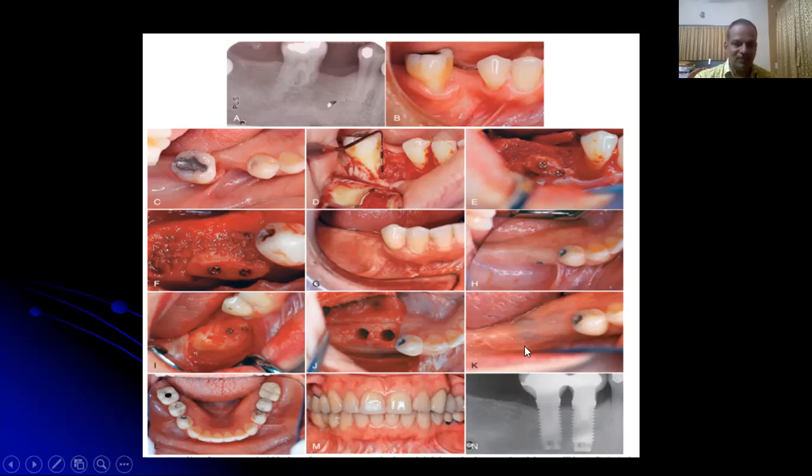And after this healing, the second stage surgery, or the exposure surgery of the implant, was done, and the healing caps were connected, and it was again allowed to heal for about 2 to 3 weeks. And then the impressions were made, and the screw retained crowns were fabricated in the lab, and they were fixed to the implants with the screws. And this is a picture showing the good occlusion, and the radiograph shows the nicely fitting prosthesis as well as the good amount of bone around the implants.